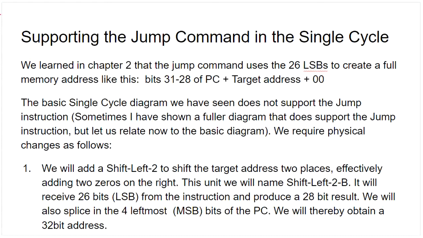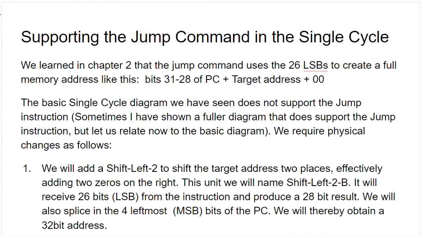Now, you look here at number 1, it says we will add a shift left 2 to shift the target address 2 places. So remember, one of the things we have to do is take those 26 bits and move them to the left 2 spaces. So we're going to invent a piece of hardware we're going to call the shift left 2, which does precisely that. It moves a 26-bit input left 2 spaces and produces a 28-bit output with 2 zeros at the end. We're going to call it shift left 2B, actually, because there might be another one in there. And it will do just as I said.